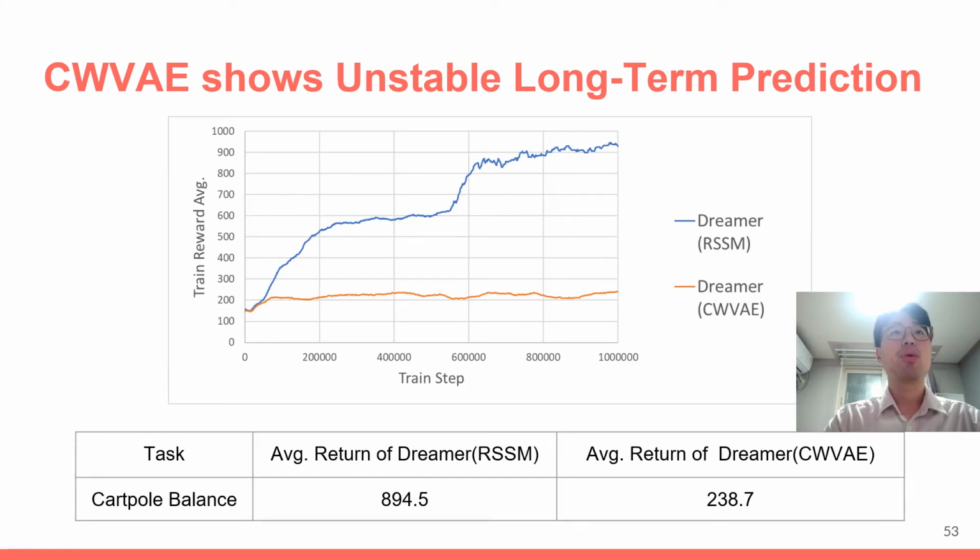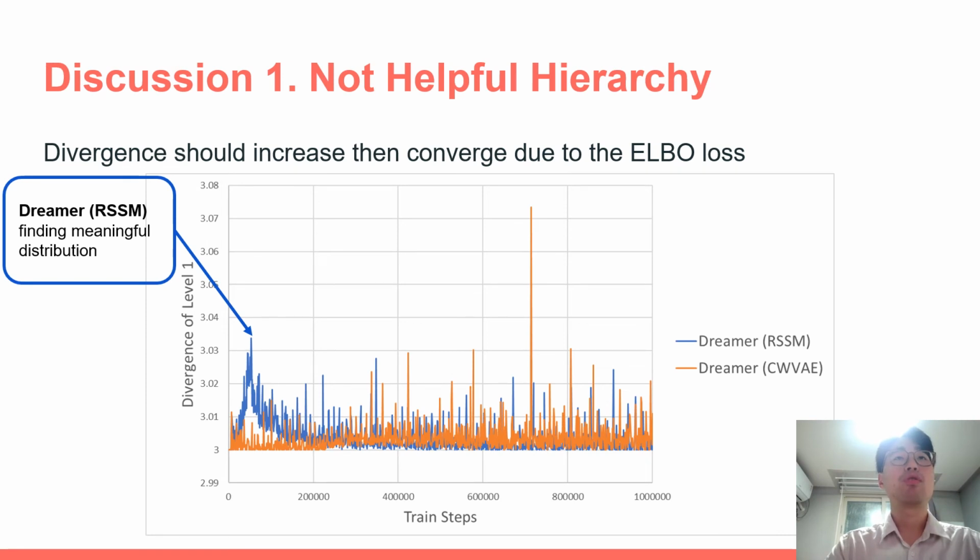Numerically, the average reward of our model is much worse compared to the original Dreamer. Therefore, we can say that our hierarchical structure by CWVAE has a bad influence on the latent space prediction. From now, we will explain the reason for this bad influence. First, this is the plot of the divergence of the lowest world model of ours and the original Dreamer world model. As you can see from the original Dreamer, the blue line, the divergence increases and then converges.